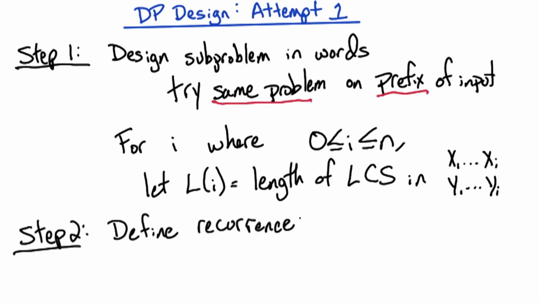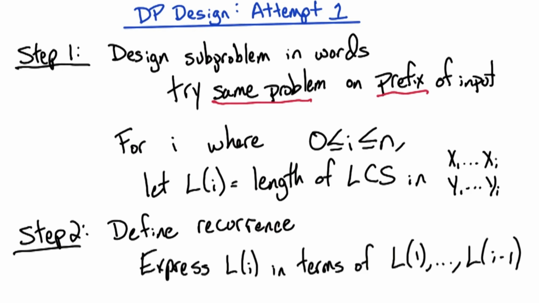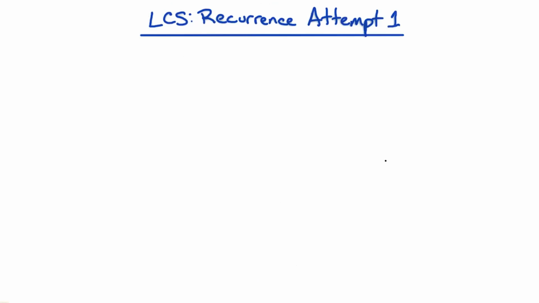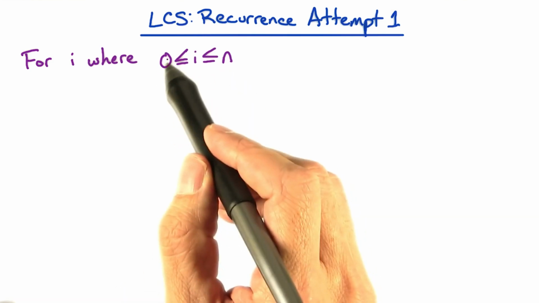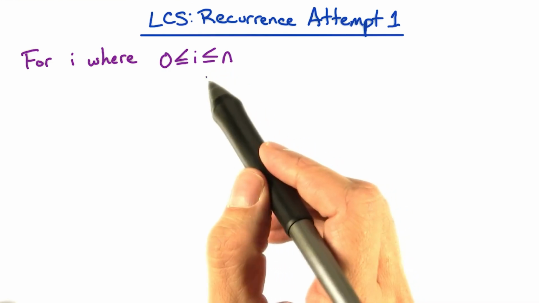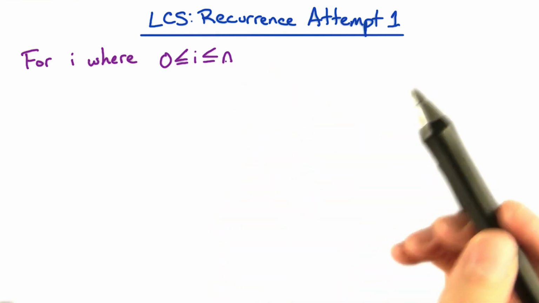Our second step is to define a recurrence. We want to express L of i in terms of L1 through L of i minus 1. So let's take a look at how to define the recurrence in this example that we saw earlier. Let's detail the subproblem definition we proposed. We have a parameter i, which corresponds to the prefix length. i is going to vary between 0 and n. i equals 0 corresponds to the empty string. i equals n corresponds to the original input.